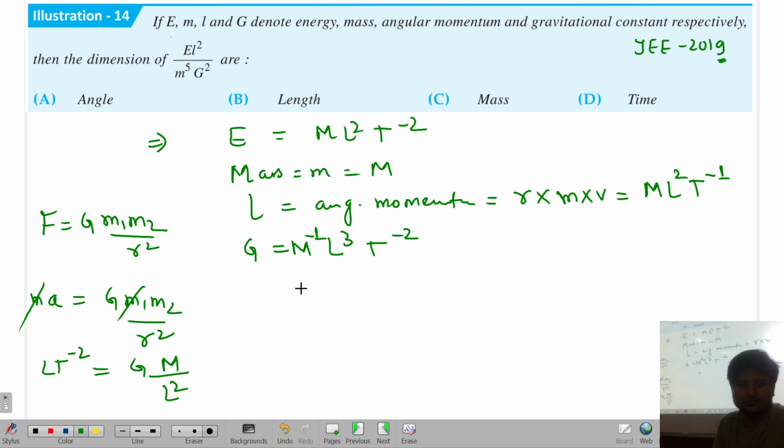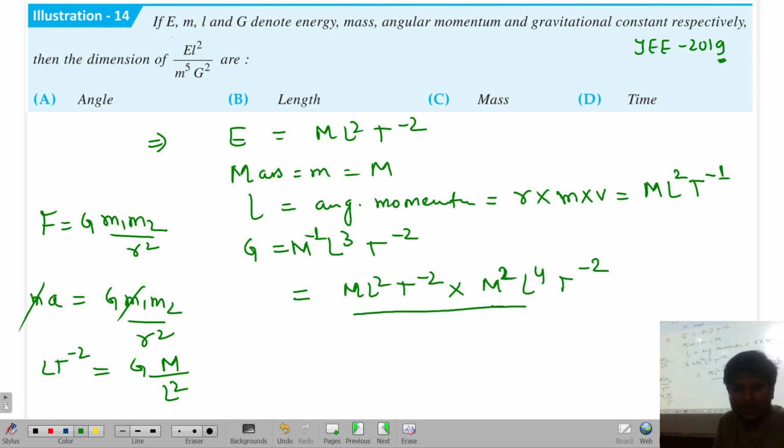Now put over here in this equation: M L square T to the power of minus 2, this whole term squared I have to take. M square L to the power of 4 T to the power of minus 4, divided by M to the power of 5. G square is again there. So M to the power of minus 2, after that L to the power of 6 T to the power of minus 4. So L to the power of 9? L cube is there, no? So 3 and 6, 9? No, 6 only. L cube into L cube: powers get added, not multiplied.